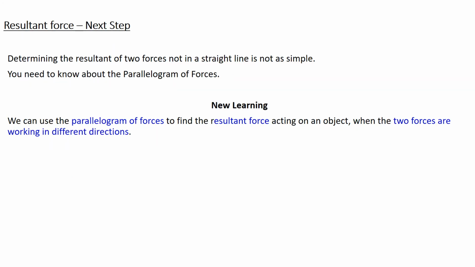Okay, so determining the resultant force when it's not in a straight line is not as simple. So we need to use something called a parallelogram of forces. Now, this is essentially higher paper material. However, it does touch on it on the foundation tier, and those of you aiming for that 5 really should have a crack at this. I think everybody should have a crack at this just because it's fun and we've got nothing else to do today. So we can use this parallelogram of forces.